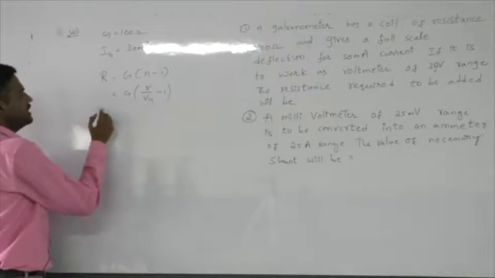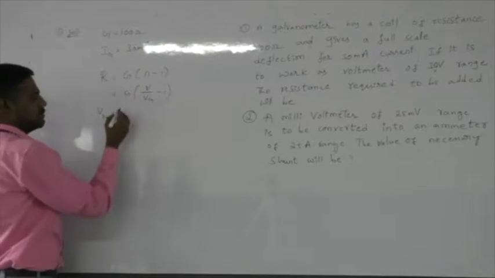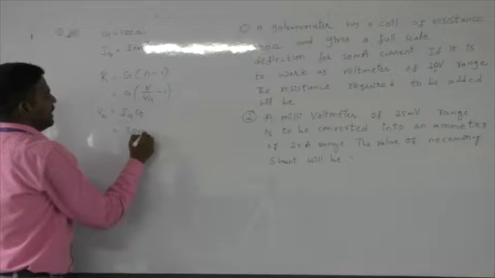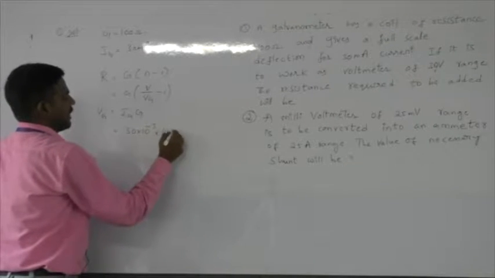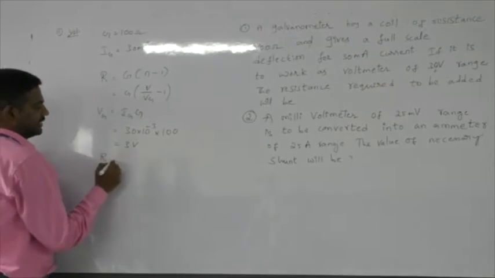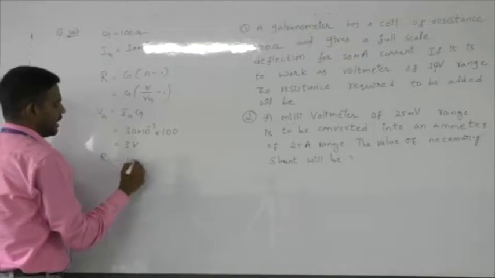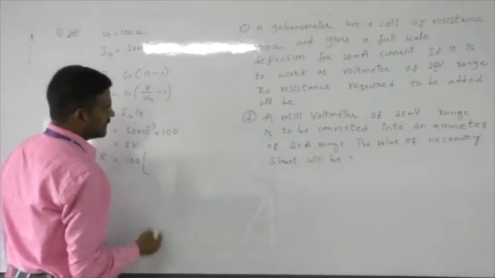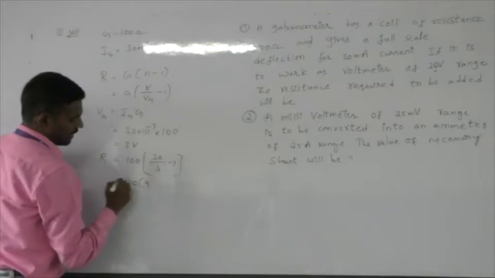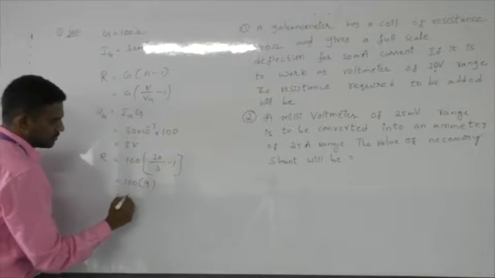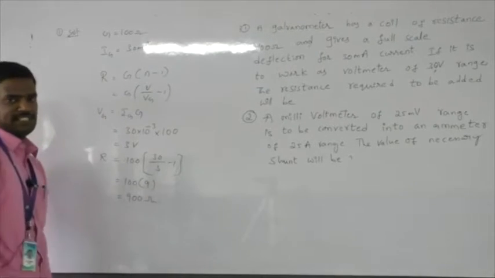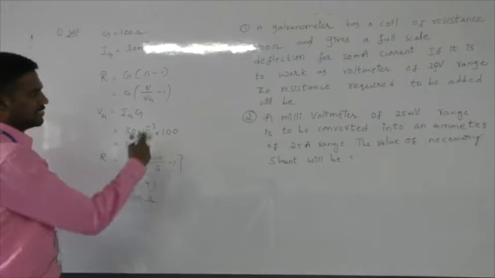And what is the Vg? Vg can be calculated from this information. Vg is Ig into capital G. Ig is 30 milliamperes, and capital G is given as 100, which will give you 3 volt. Then let us substitute back. What is the series resistance now? R is equal to G, 100, multiplied by 30 volt divided by 3 minus 1. So 100 times 9, since 10 minus 1 is 9, which will give you 900 ohms. This is the series resistance that has to be connected. This is the solution of the first problem.